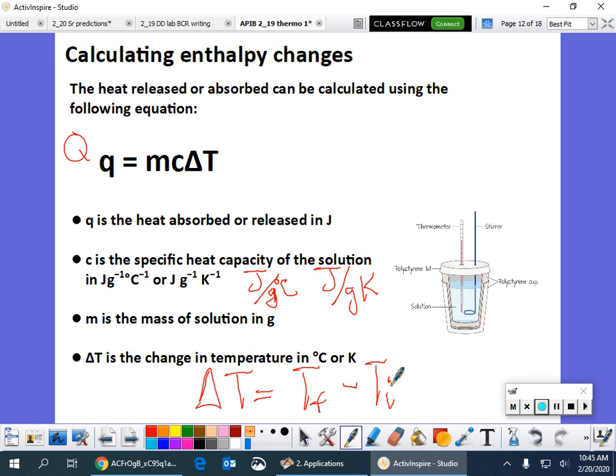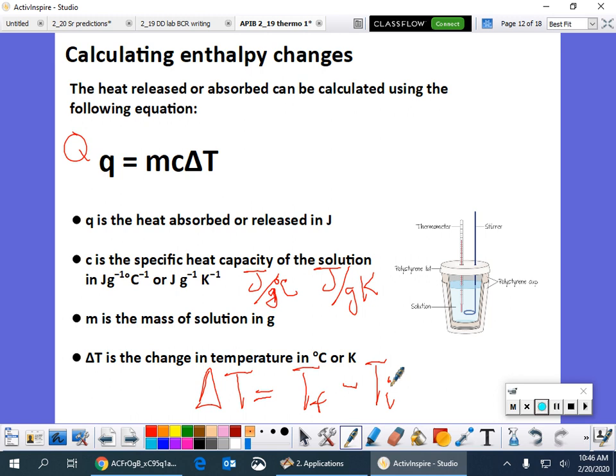Sometimes that's going to be a positive value. Sometimes that's going to be a negative value. If we are decreasing temperature, our final temperature is going to be lower than our initial. We're going to have a negative delta T. If we have a negative delta T, we're also going to have a negative Q. If the temperature is going down, we are losing heat. So it all kind of makes sense.